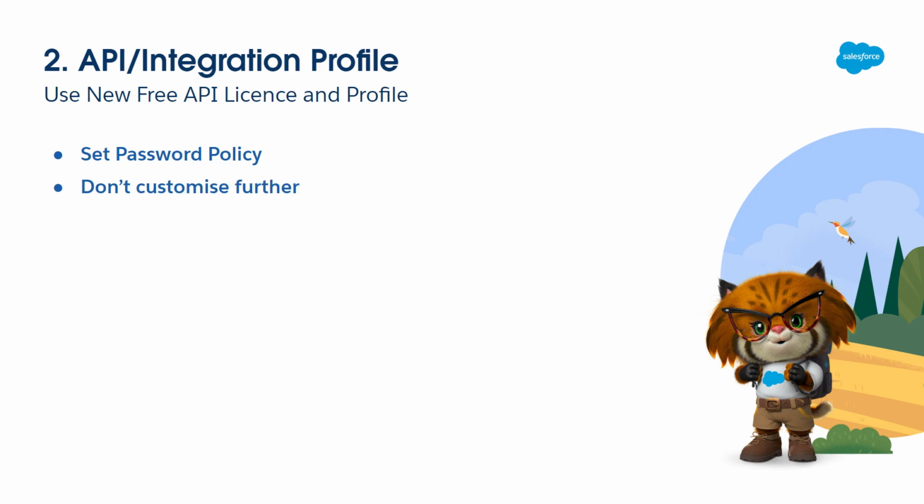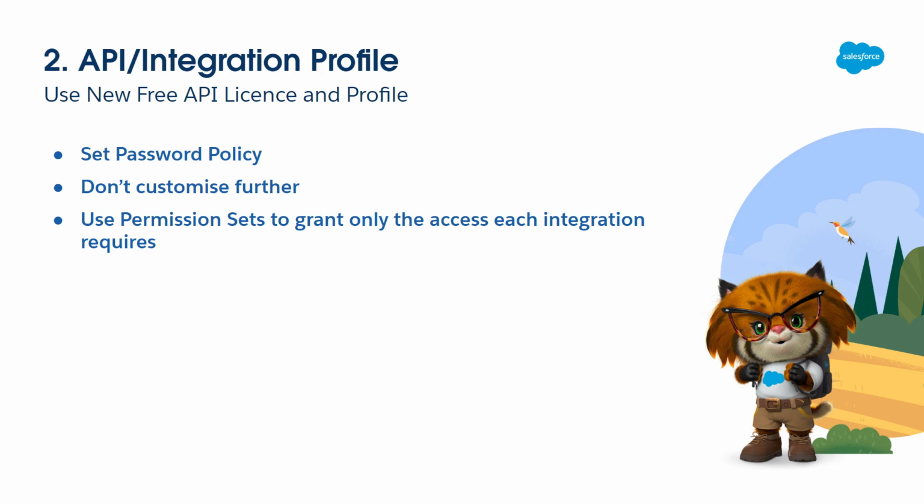And then you wouldn't customize any further, because you would use permission sets to grant only the access each integration requires. So one profile for integrations with just the password policy on it, and then you would give that out to each of your integration users, bearing in mind you've now got 5 for free, and then each of those integration users would have their own permission sets that grant them only the access they need for their integration, which of course will be different one by one.